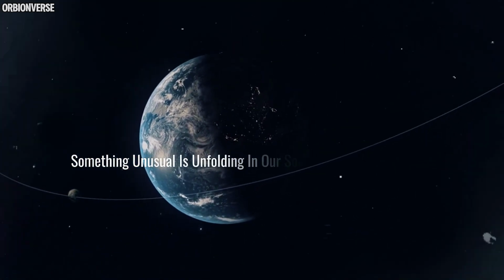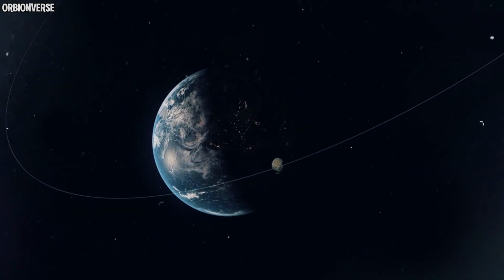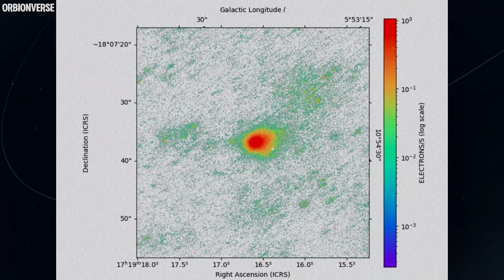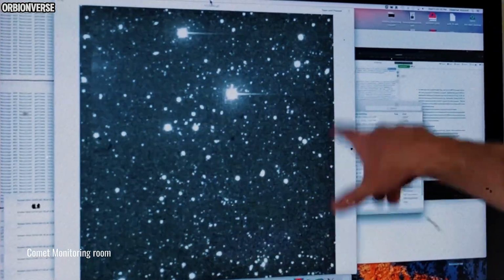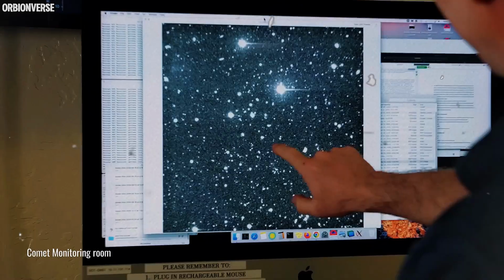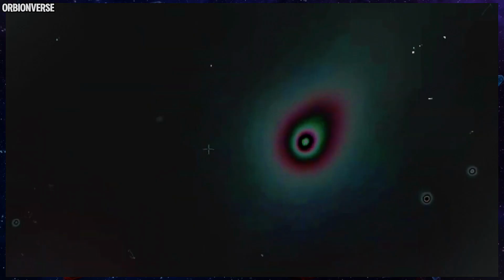Something unusual is unfolding in our solar system right now, and the latest images of an interstellar object called 3I Atlas are forcing astronomers to slow down and look twice. This is not a threat. This is not science fiction, but it is something that does not behave the way a normal comet should.